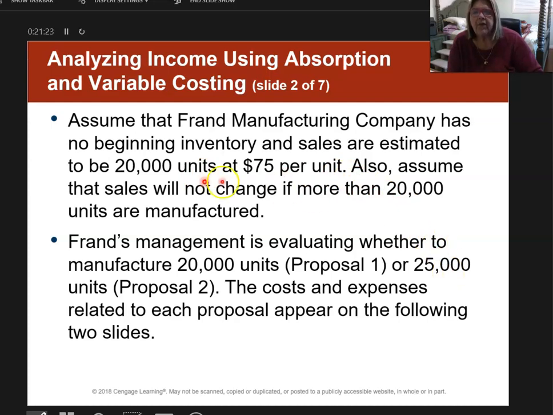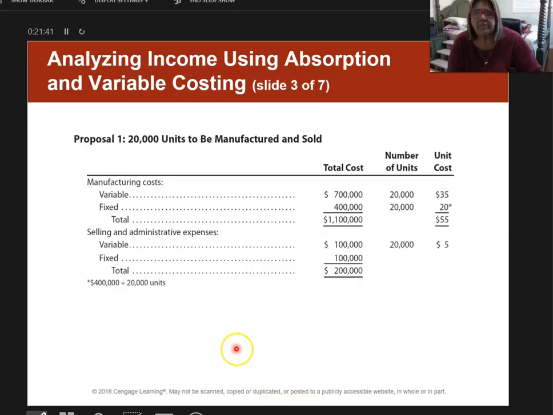Now, when we talk about how much I make and what I'm going to sell being the same, that's not a real life scenario. They use it for textbooks only. So just so you know, this is not a real life scenario. You don't always sell more than you make, or sometimes you don't have enough and you should have made more. So things will always be different. So let's take a look.